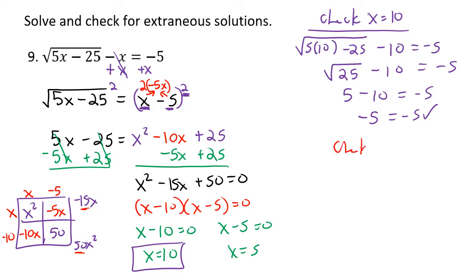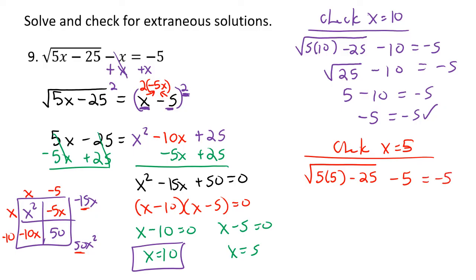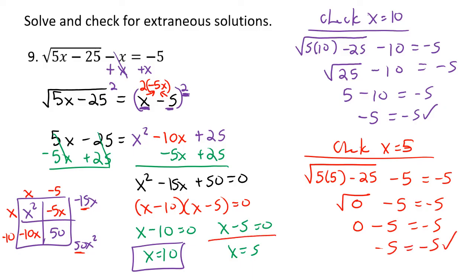Now we need to check x equals positive 5. So square root of 5 times 5 minus 25, minus 5 equals negative 5. So 5 times 5 is 25. Take away 25 is the square root of 0. The square root of 0 is 0. And so 0 take away 5 is negative 5 equals negative 5. That makes sense. This is also a solution. So this time we have solutions for both numbers.